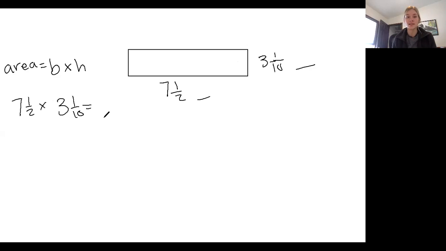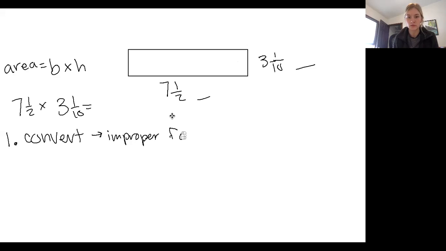So in order to do this, the simplest way is to first convert these mixed fractions into improper fractions. And we do this in a certain order. So for instance, 7 and 1/2 and 3 and 1/10, 7 and 1/2 would be converted by taking the denominator times the whole number. So 2 times 7, and then we add the 1.